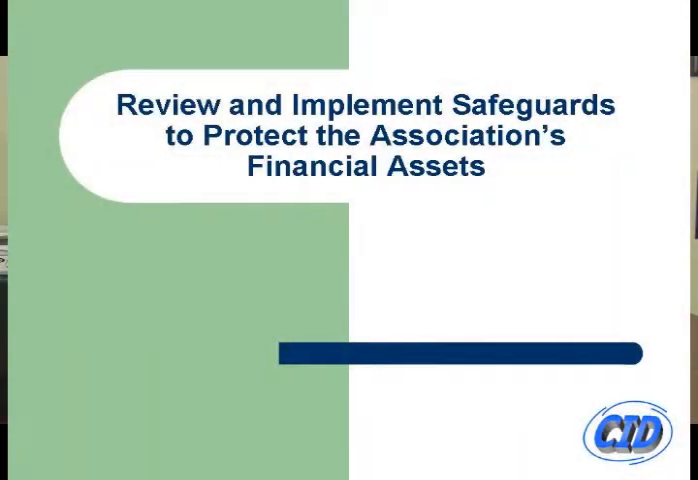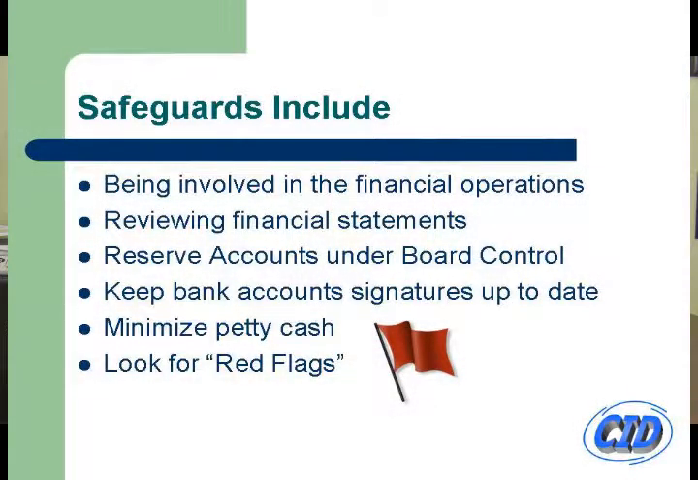Next area of responsibility is to review and implement safeguards to protect the association's financial assets. Now, most of these things are pretty obvious when we go through them. They're just common sense, like being involved in the financial operations of the association, understanding and reviewing the financial statements. Reserve accounts need to be under the board control. That's, by the way, California law. Keep the bank account signature cards up to date so that some old board member doesn't have access to sign off on some of these accounts.